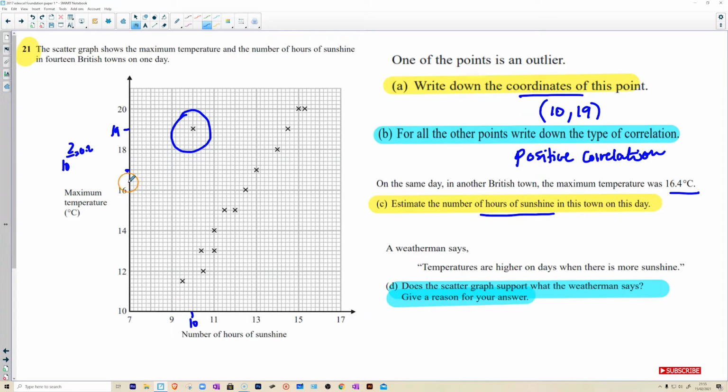So 16.4 is over there. Now we need to estimate the number of hours of sunshine. Don't just go there and bring the line down here and then read the number of hours of sunshine. No, that will not work, because some people will go up there and then come down. Some people will go right in the middle and come down. So what you need to do is find the line of best fit for this graph. We need to get a ruler and a pencil and draw the line. So let's just do that here.